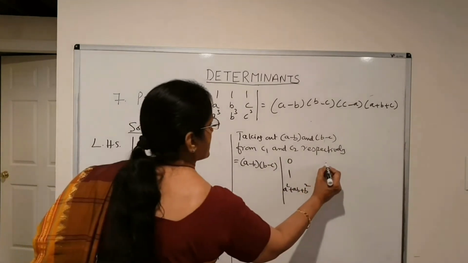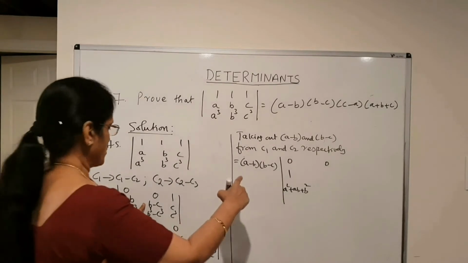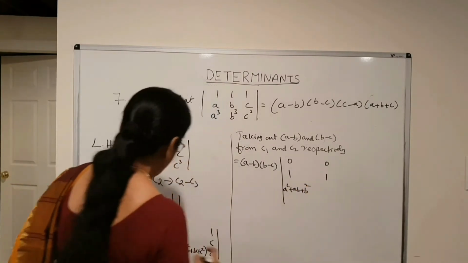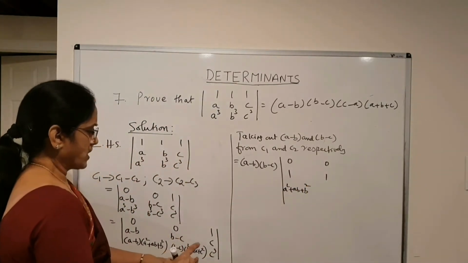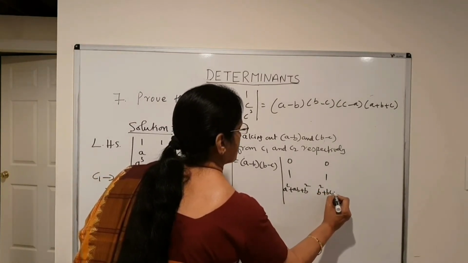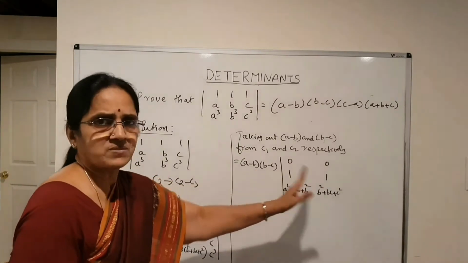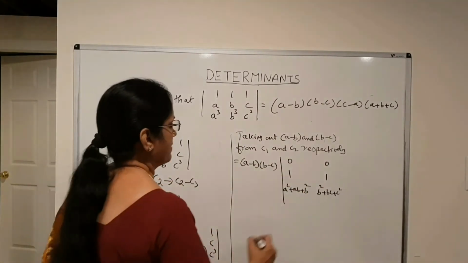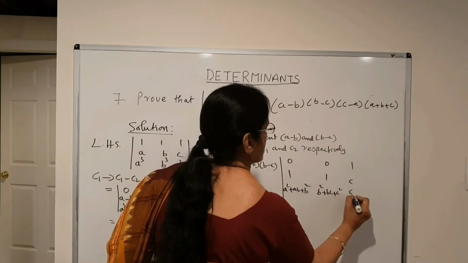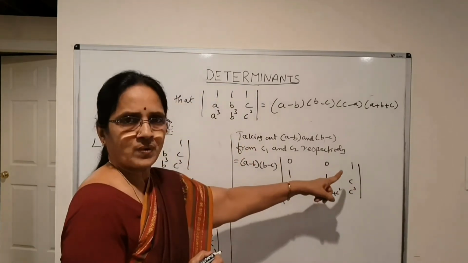Now what will happen to C2? Same way, I will have 0. B minus C, take it out from C2. I have 1. Again B minus C is there, so B square plus BC plus C square. That is, I have taken out B minus C from C2. Third column will remain the same: 1, C cube.